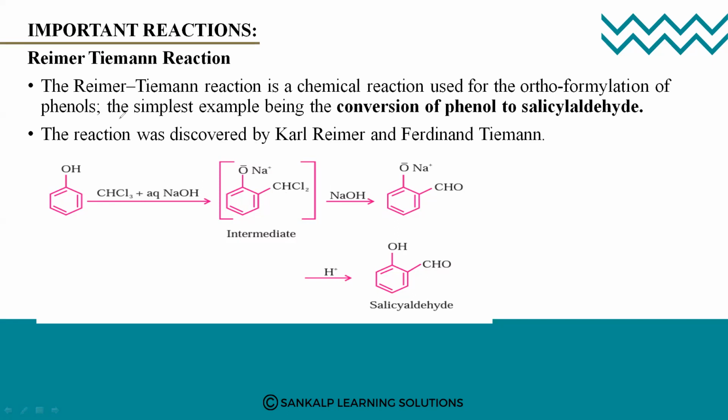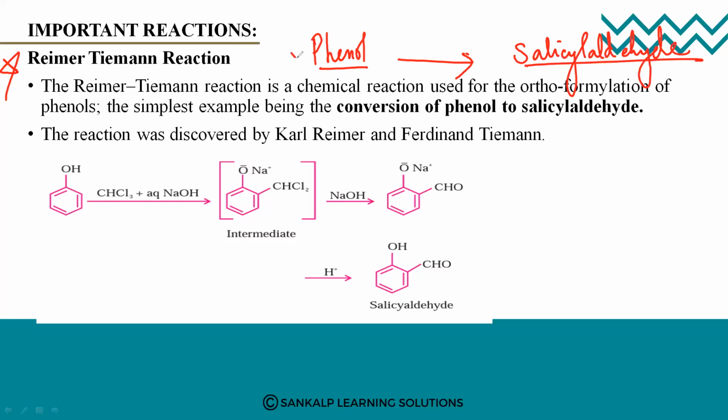Here, the first name reaction is the Reimer-Tiemann reaction. What is the Reimer-Tiemann reaction? It is a chemical reaction which is used for orthoformylation of phenols. Here we are doing this reaction on phenol. This is a very important reaction on phenol. We are converting the phenol to salicylaldehyde.